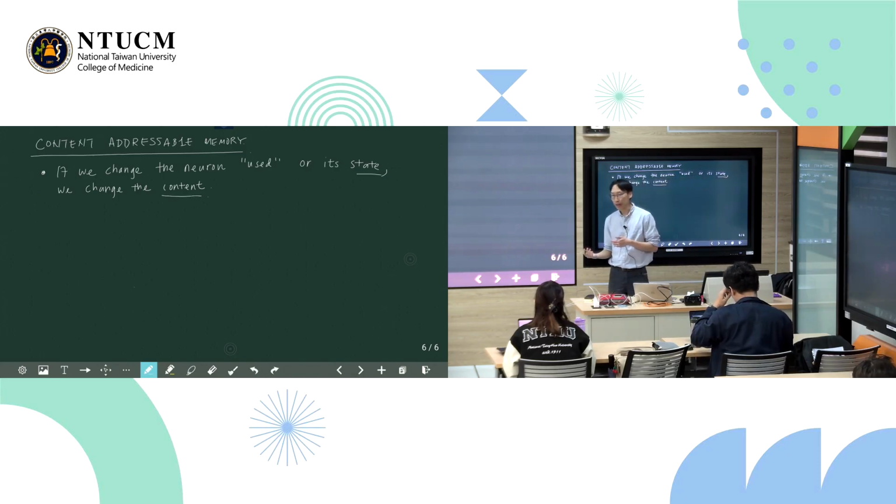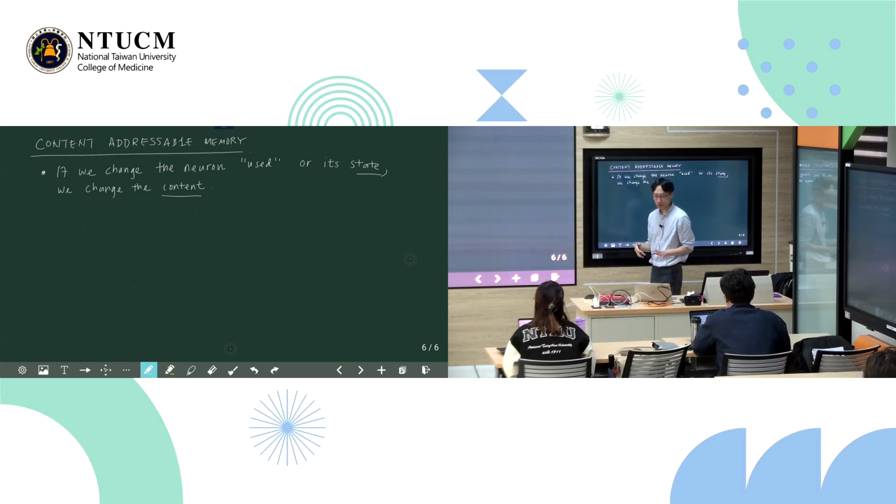So in index memory, state and content are arbitrary. In diametrically opposed content addressable memory, the content is the state. So if you change the state, you change the content, and if you change the content, it means changing the state. And by state, we mean the physical location of it, the physical state of it.